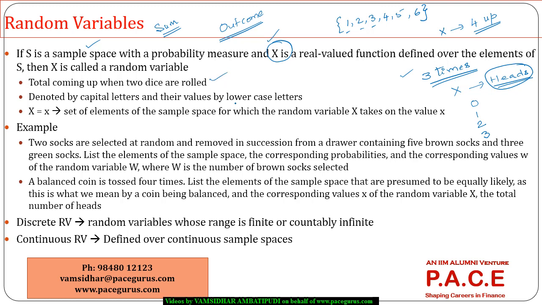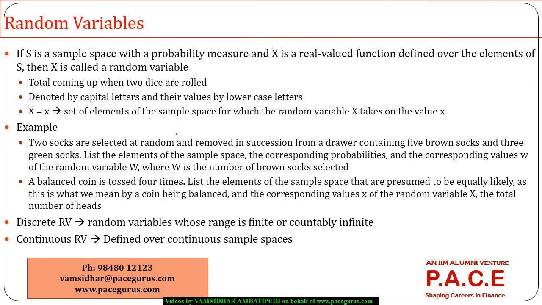So the total coming up when 2 dice are rolled is another example. In general, whenever we are using the word random variable, we denote it with a capital letter like X, and the value taken by the random variable, we will generally denote by a lowercase letter x. Okay, let's look at a couple of examples to get clarity.